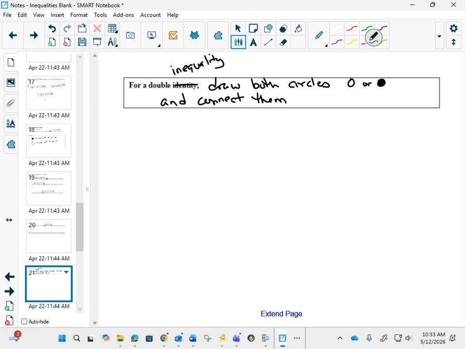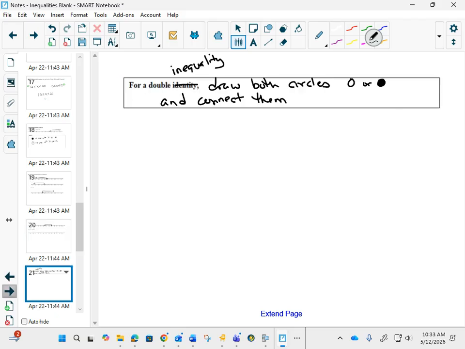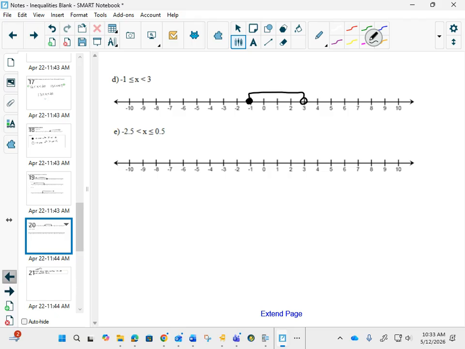So if we go back to our example 2, I want you to try this one on your own. Are you done? Sorry, Logan? No, I'm done. You got it? Yeah. Okay. So try E. I'll put up the answer in a bit.